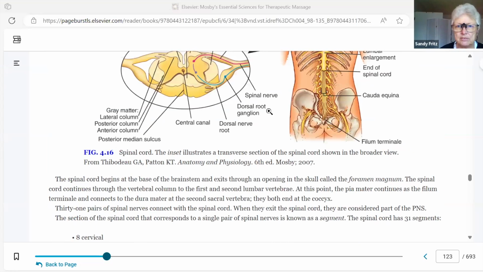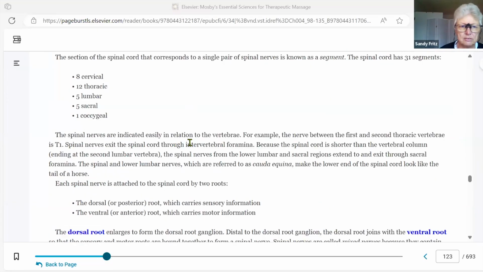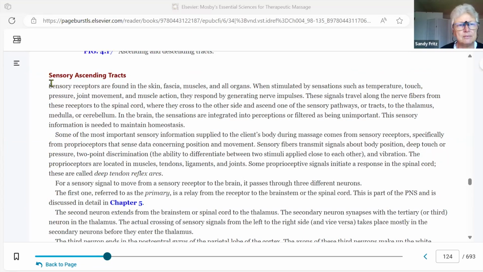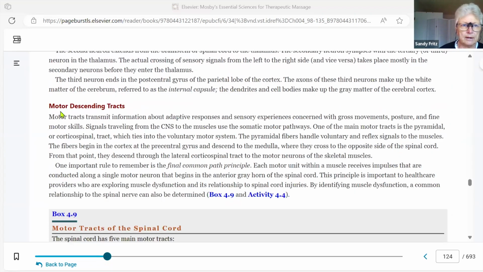So this language section is talking about the parts and how they're organized, and the importance of sensory ascending tracts. That's how the information from the peripheral nerves gets into the central nervous system, and then it goes up through the spinal cord. The sensory part comes up. And then the next part of that are the motor descending tracts.